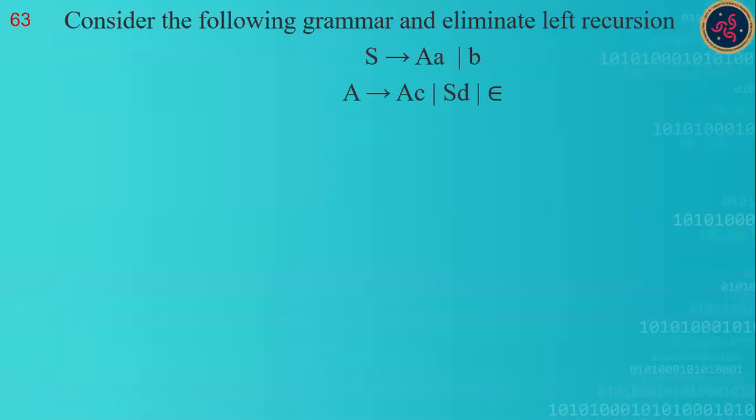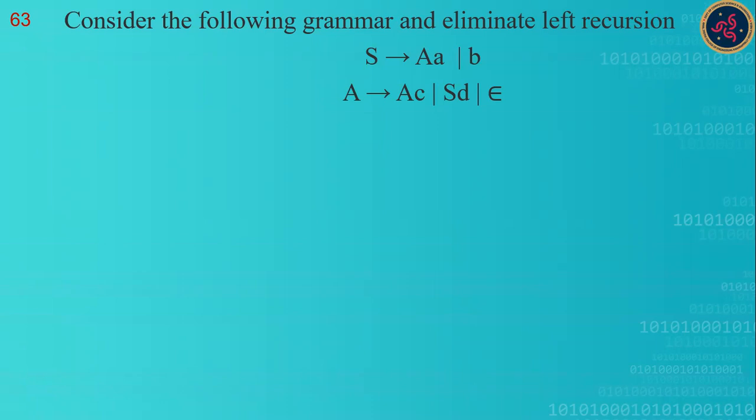Hi all. In this video, I am discussing how you can remove the indirect left recursion. This is my second video regarding the elimination of left recursion. So we can consider another example. Here, two productions are given: S gives A or B, and A gives A C or S D or epsilon.